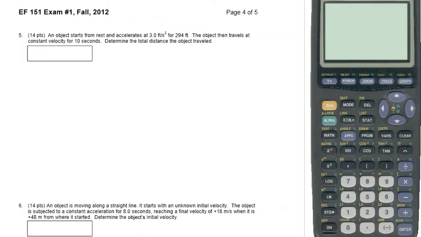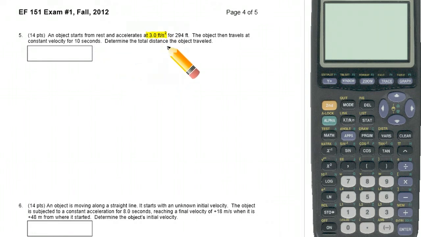Number 5, an object starts from rest, accelerates at 3 feet per second squared for 294 feet, then travels at constant velocity for 10 seconds. Determine the total distance the object traveled. We should key into this problem: it's two parts, one constant acceleration and one constant velocity.